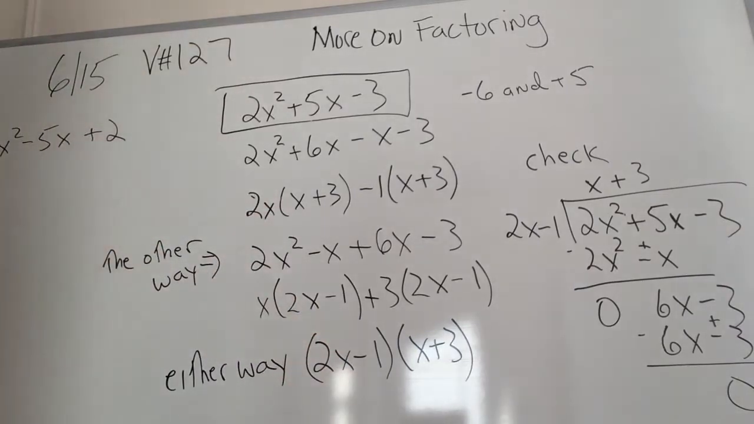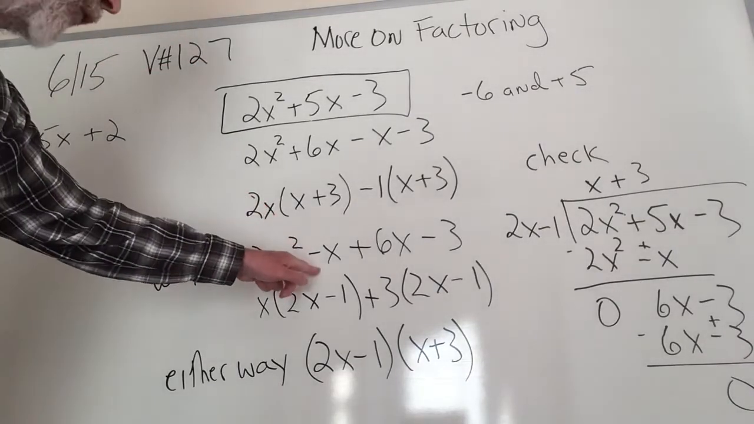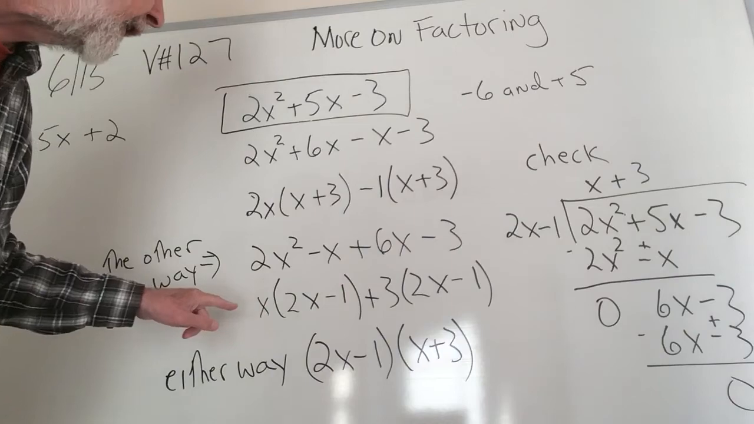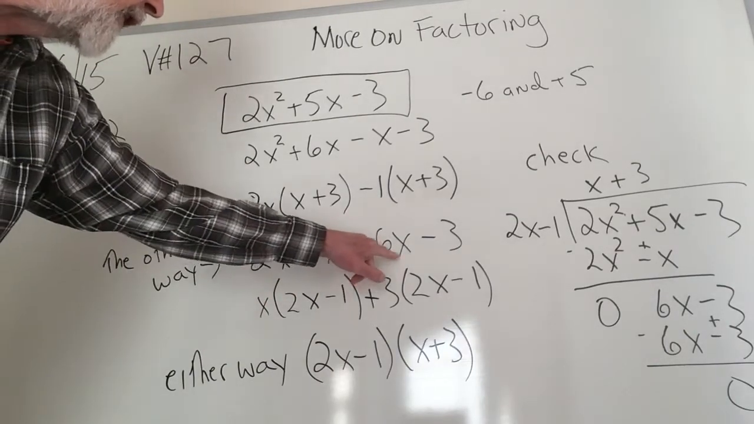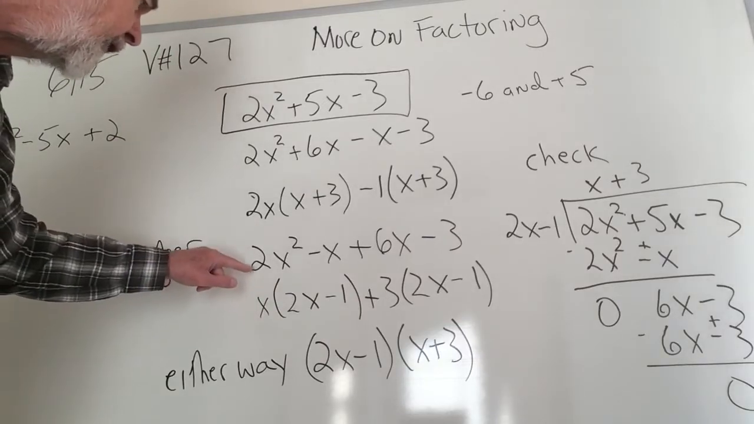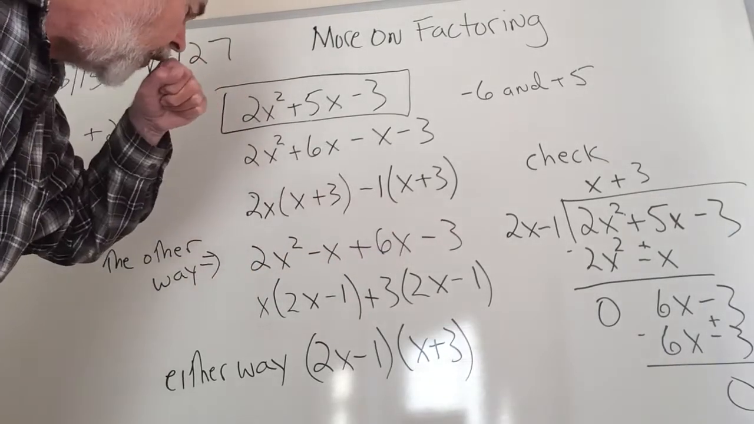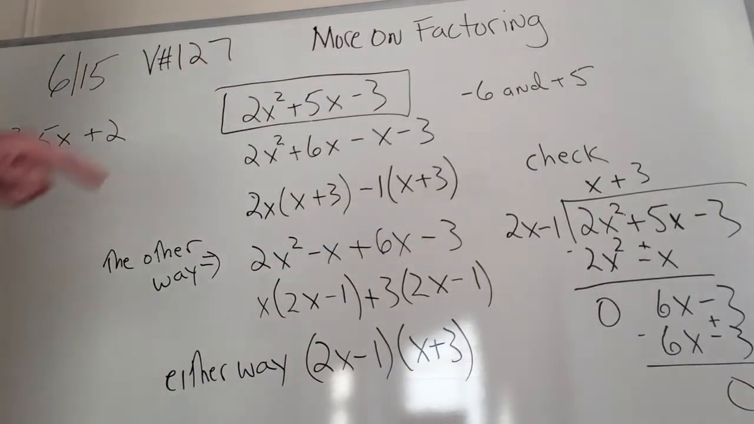The other way, since some kids think that it matters which way you break them up, I broke it up the other way. -1 times positive 6 is -6. Where did I get -6? 2, excuse me, 2 times -3. There it is. Just doing it the other way around.